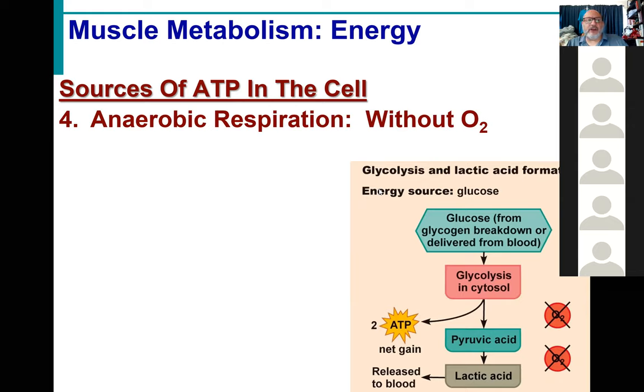Now, when oxygen is available, hold on, let me move some of these things out of my way here. With oxygen, that pyruvate is able to enter into the mitochondria, and we're able to break it down completely via aerobic respiration. Without oxygen, what ends up happening is that pyruvate gets converted into lactic acid. And lactic acid is a toxin. Now, notice one more thing. This process of glycolysis does produce ATP.